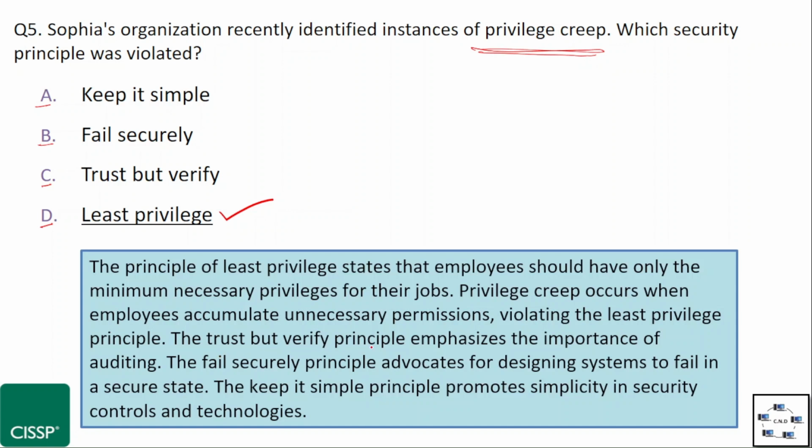The trust but verify principle emphasizes the importance of auditing. The fail securely principle advocates for designing systems to fail in a secure state. The keep it simple principle promotes simplicity in security controls and technologies.